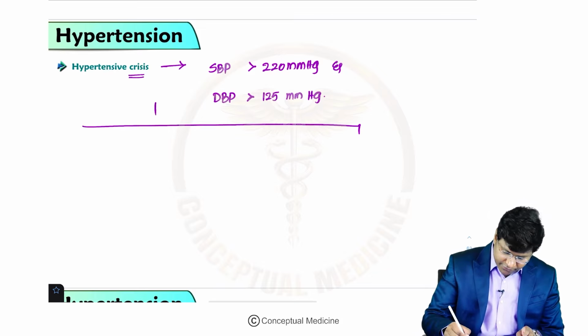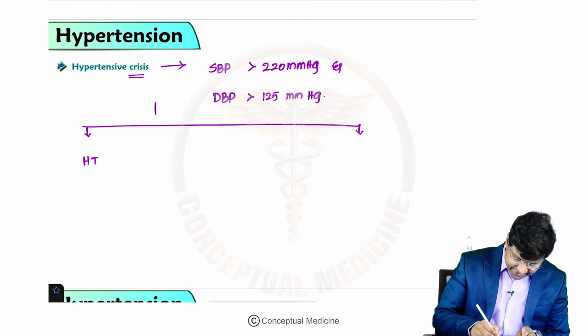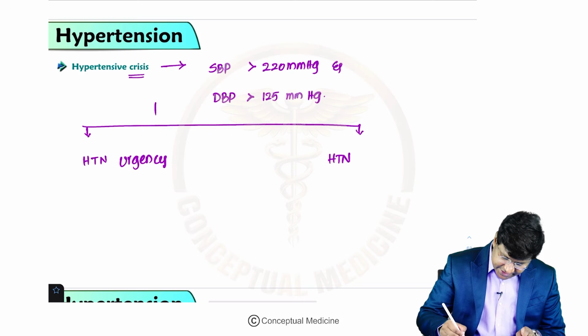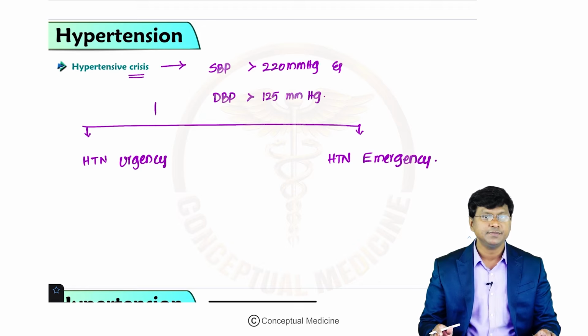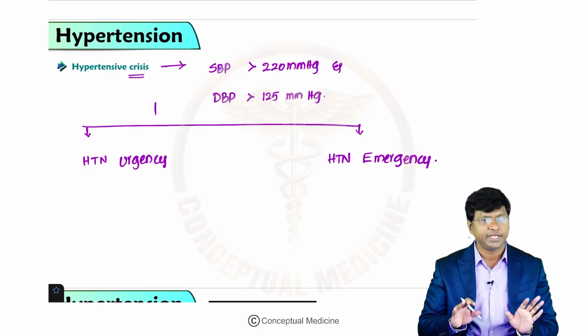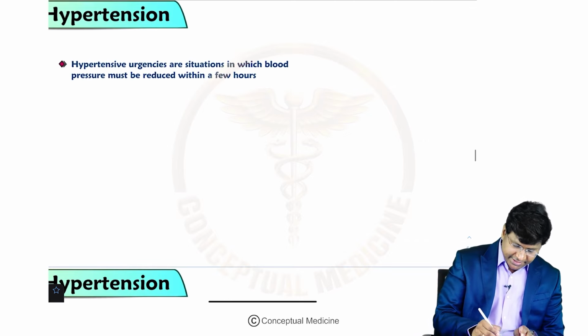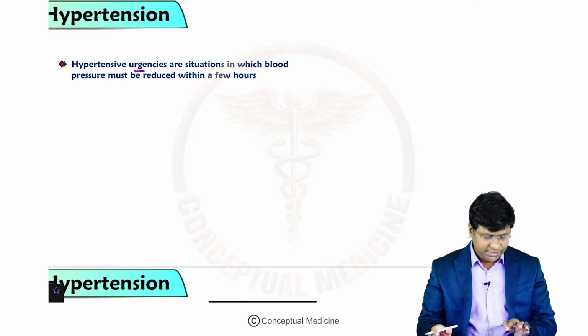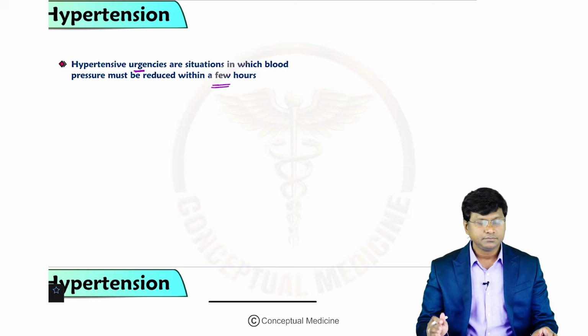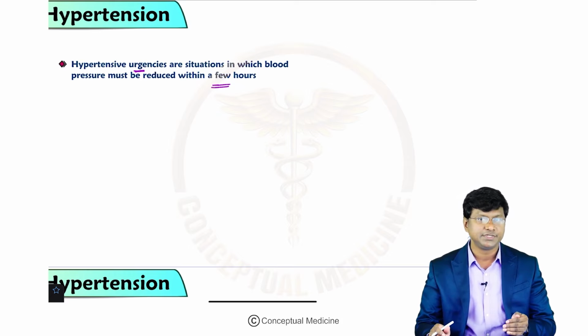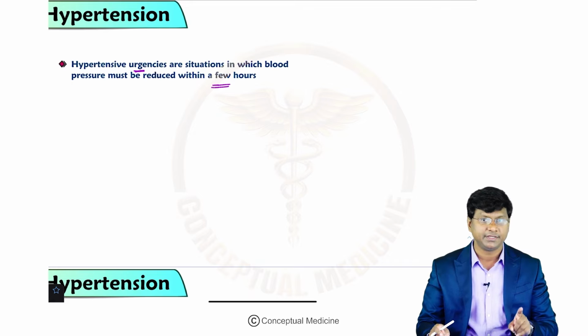And we have two forms of this hypertensive crisis. That includes the hypertensive urgency, and then we have the hypertensive emergency. The hypertensive urgencies are situations in which the blood pressure must be reduced within a few hours. Now, in these individuals, let me tell you, there is no end organ damage.